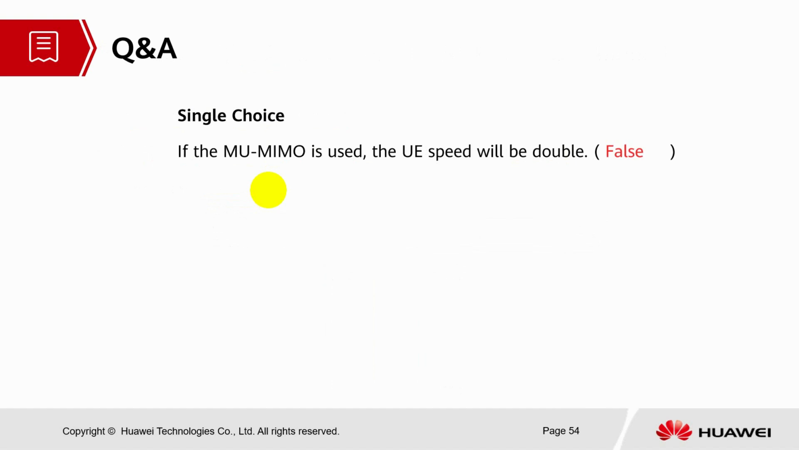So Q&A session. If the Massive multi-user MIMO is used, the UE speed will be double. This statement is false.